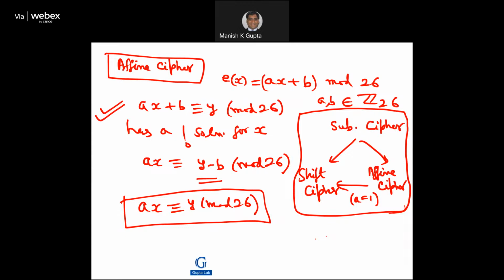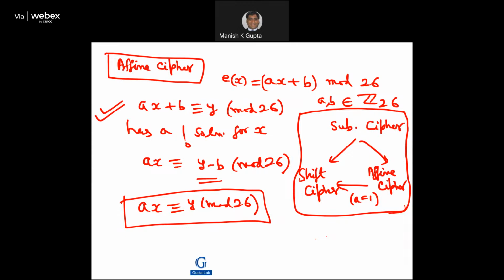To do the decryption, if AX plus B is equal to Y, then Y is given to us, and I will ask you what X is. You should be able to solve this equation, which certainly has a unique solution for X. Rather than solving AX plus B congruent to Y mod 26, I can take B to the right side. So AX should be congruent to Y minus B mod 26, right?